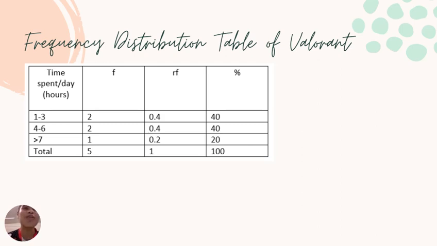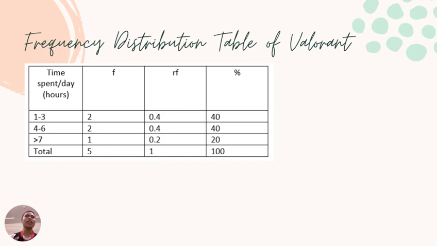This is the frequency distribution table of Valorant. So, time spent per day in Valorant for 1 hour to 3 hours, the frequency is two people. For 4 hours to 6 hours, it is the same, 2 people too. More than 7 hours, just one. So the total is 5.